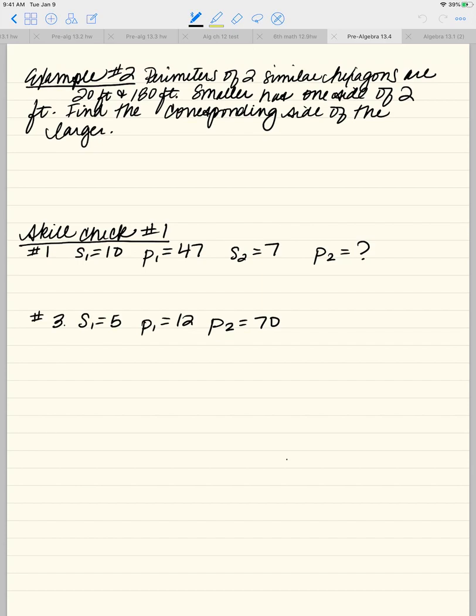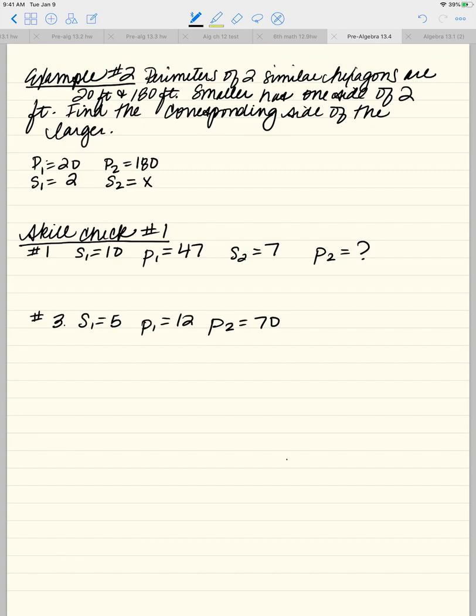All right, example number 2. Perimeters of two similar hexagons are 20 feet and 180 feet. So we have P1 is 20 feet, P2 is 180 feet. The smaller has one side of 2 feet. So side 1 is 2 feet. Find the corresponding side of the larger. So side 2 is what we don't know. Okay, that is our unknown.